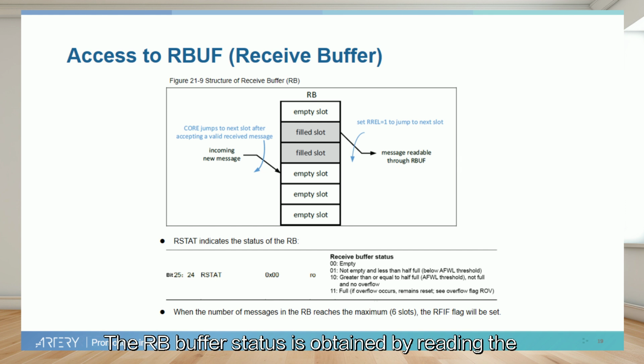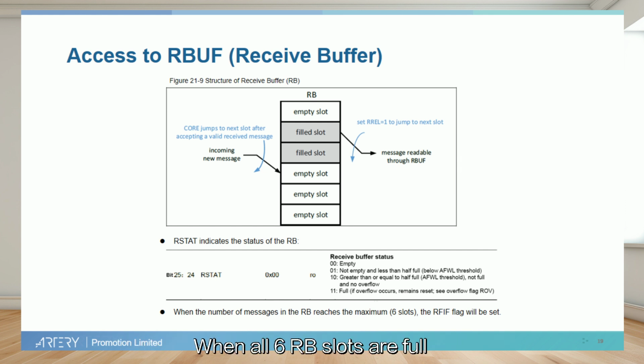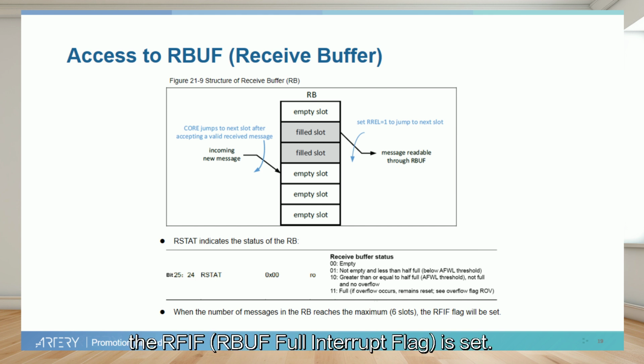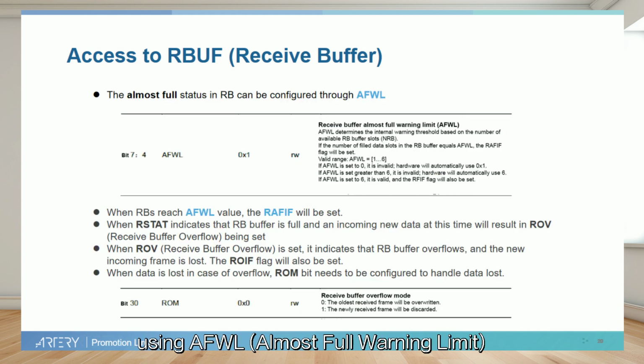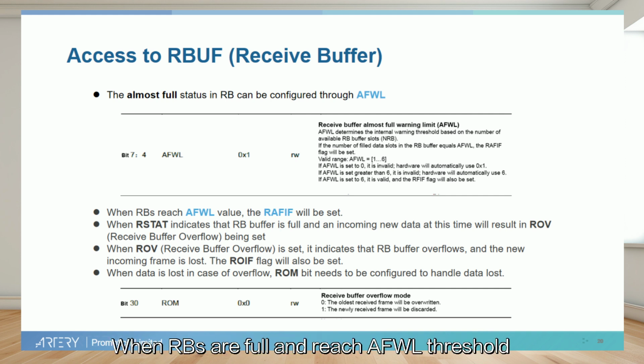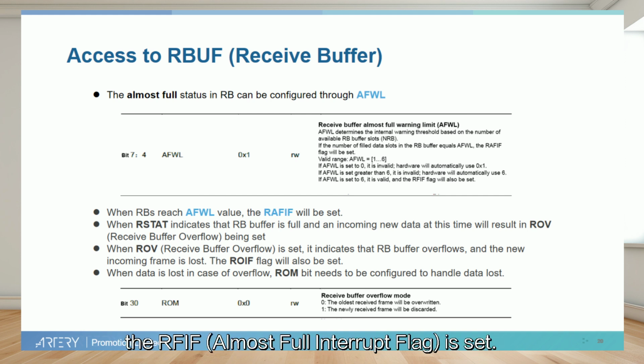The RB buffer status is obtained by reading the RSTAT bit. When all 6 RB slots are full, the RFIF, RBUF full interrupt flag, is set. Receive buffer almost full status is configured using AFWL, almost full warning limit, which has a valid range from 1 to 6. When RBs are full and reach the AFWL threshold, the RAFIF almost full interrupt flag is set.